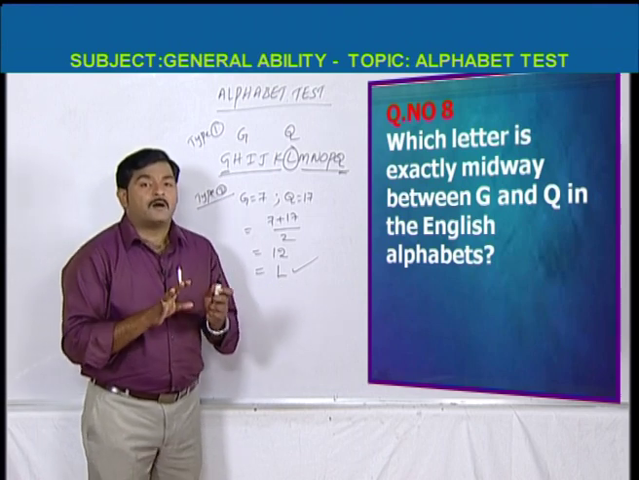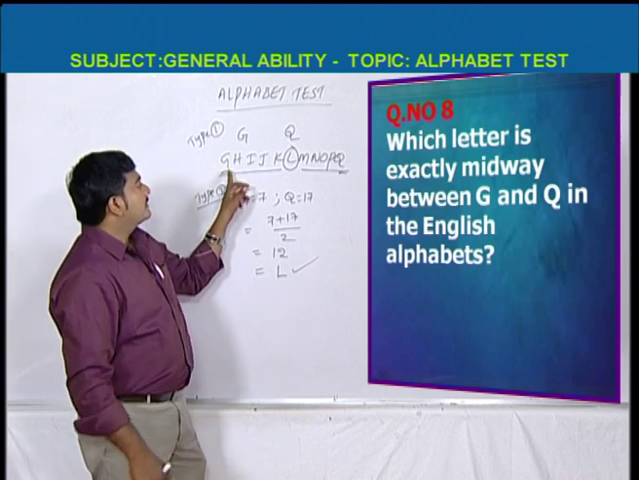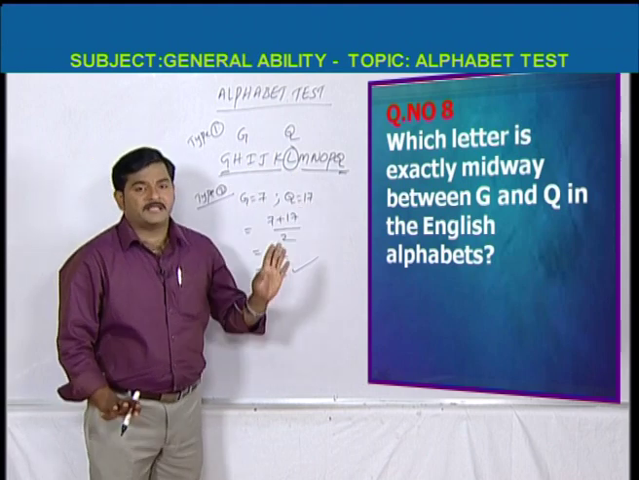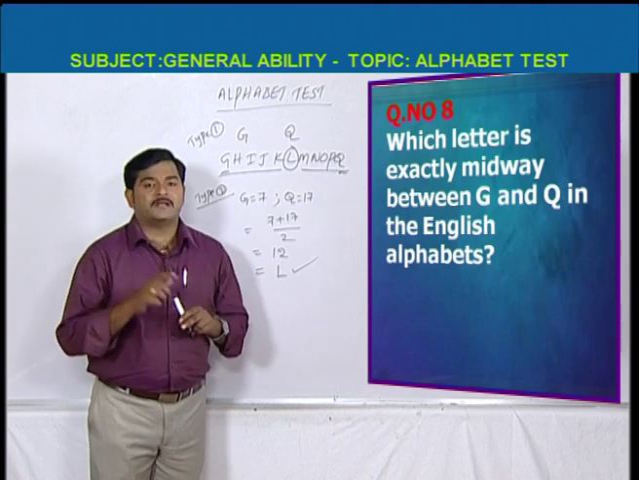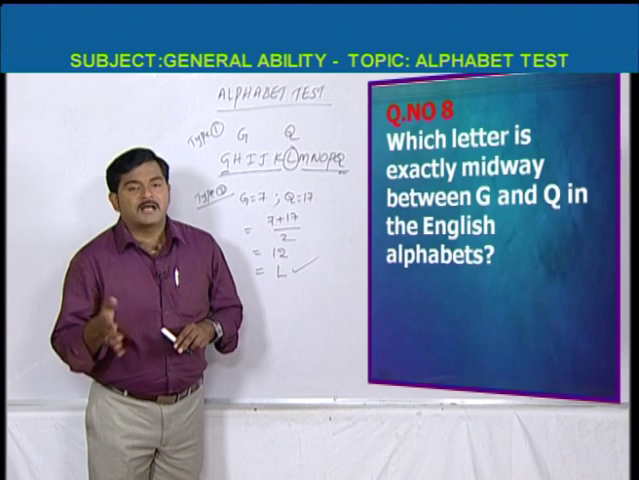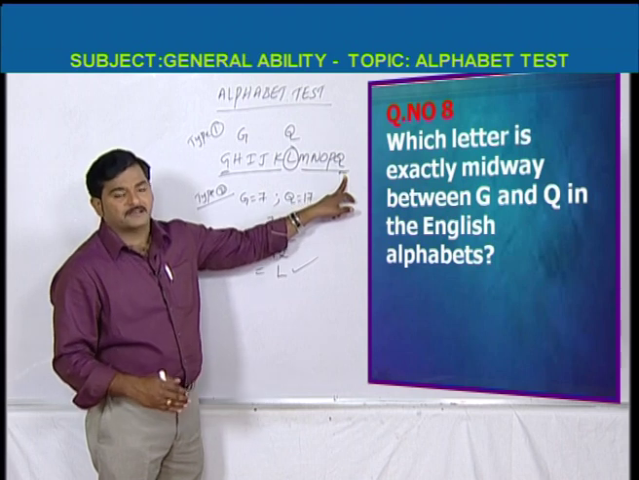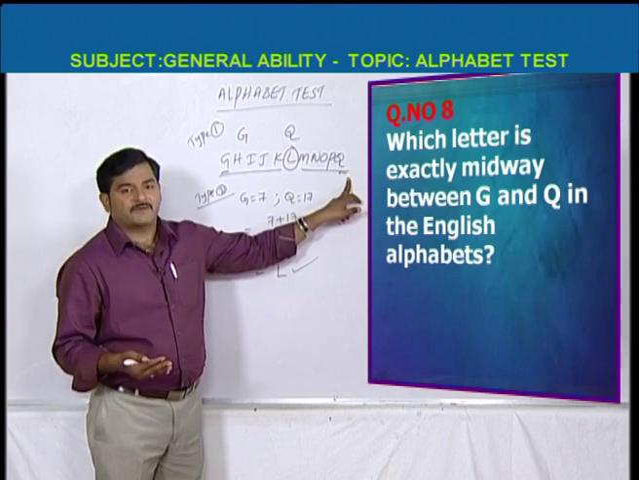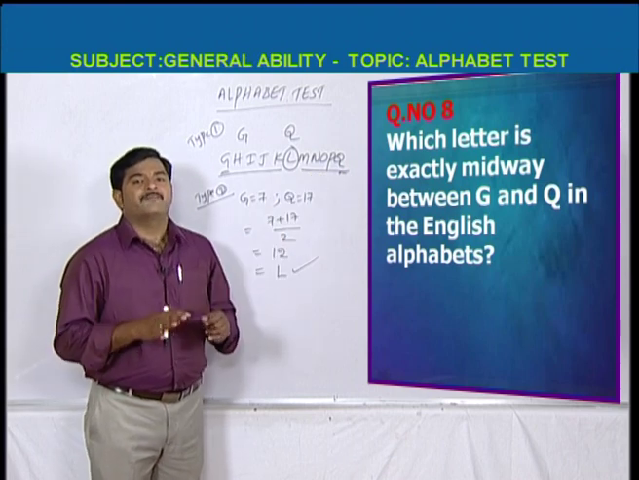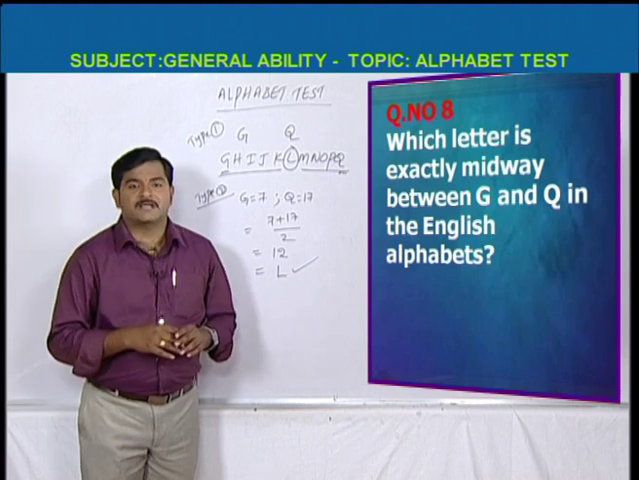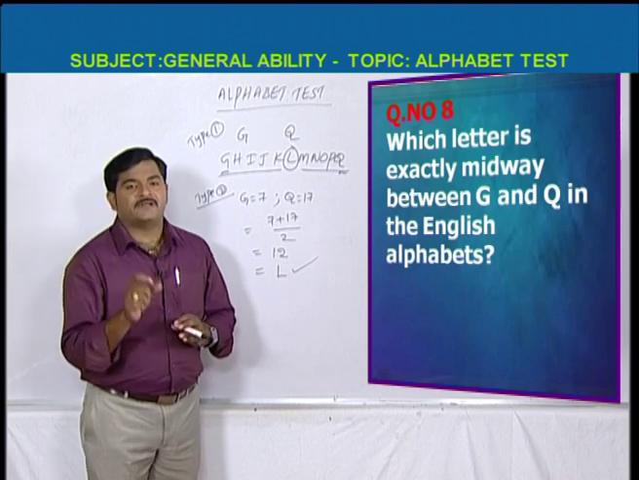But sometimes the given questions need not have a middle letter. What I mean is, when I count the letters from G to Q, I get 11 letters. Since it is an odd number, I am able to find the exact middle letter. For example, if instead of 11 there were 10 or 12, meaning an even number, then there is no exact middle letter. Only if the number of letters is odd can we find the exact middle letter.